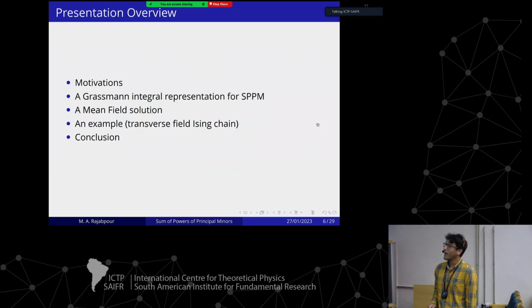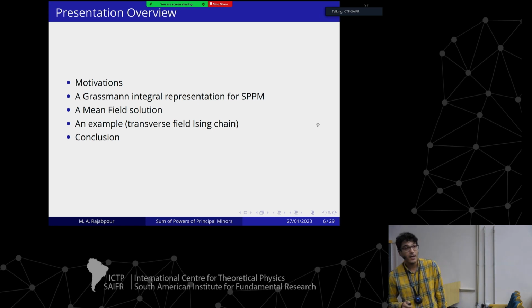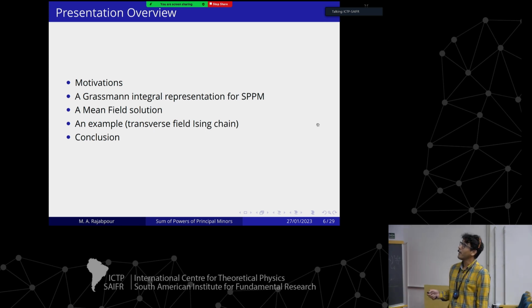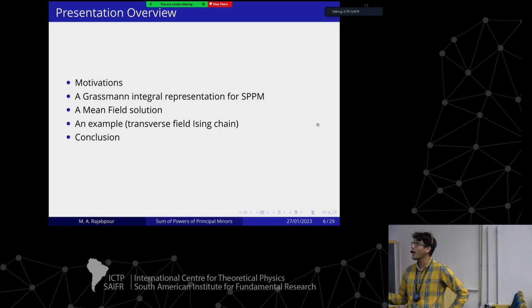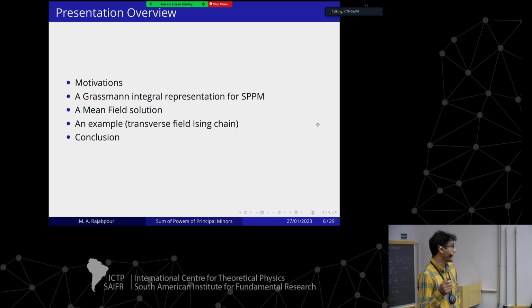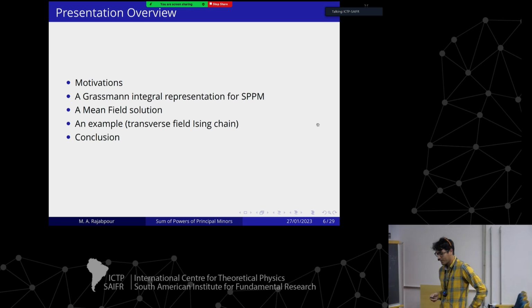In this talk, I will try to tell you why I got interested in this problem, some motivations. Then I will give you a Grassmann integral representation for this problem, which is a mathematical statement. Then how to really calculate these things, some sort of analytical calculation, and how this can be useful to calculate something in the transverse field Ising chain, which I guess most of you know what it is. And then conclusions.